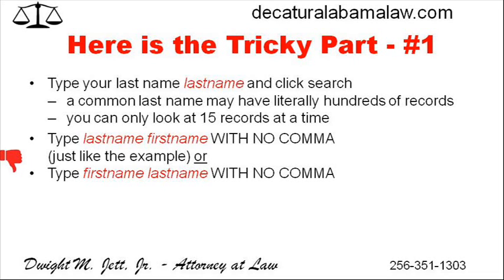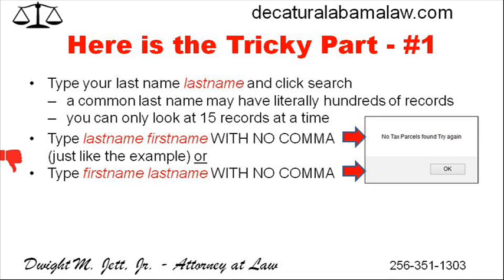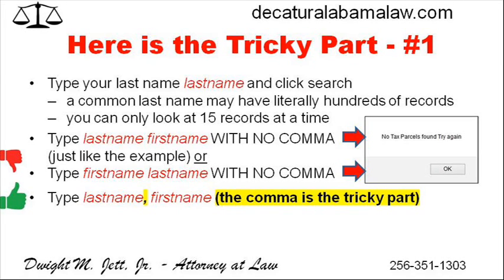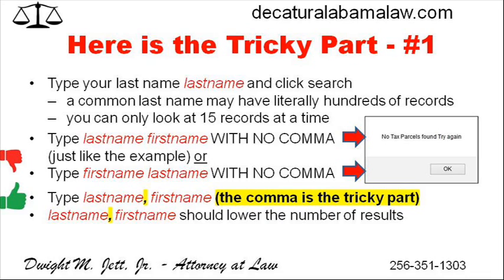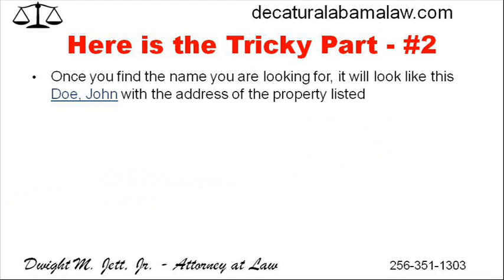The problem is, if you type in last name space first name, and if you own property in Morgan County, when you click search, this is what will appear. The tricky part is the comma. The comma is left out of the example. If you type your last name, comma, your first name, and assuming you own property in Morgan County, then the correct result will appear. Once you find the name you're looking for, it will look like this: Doe, John.